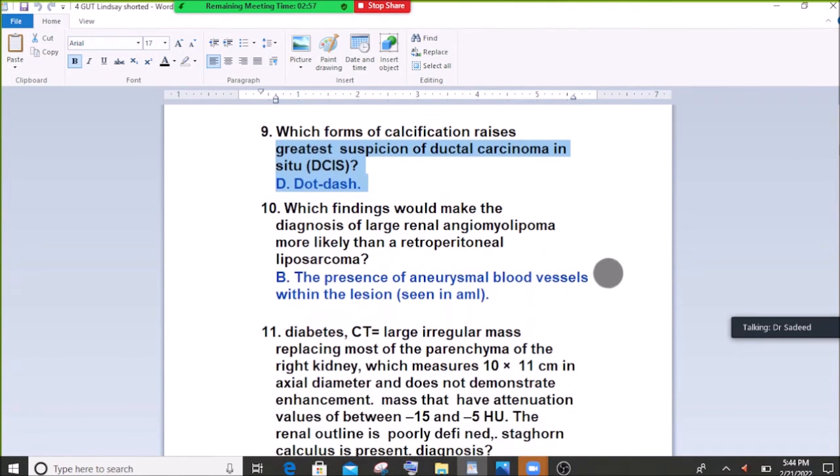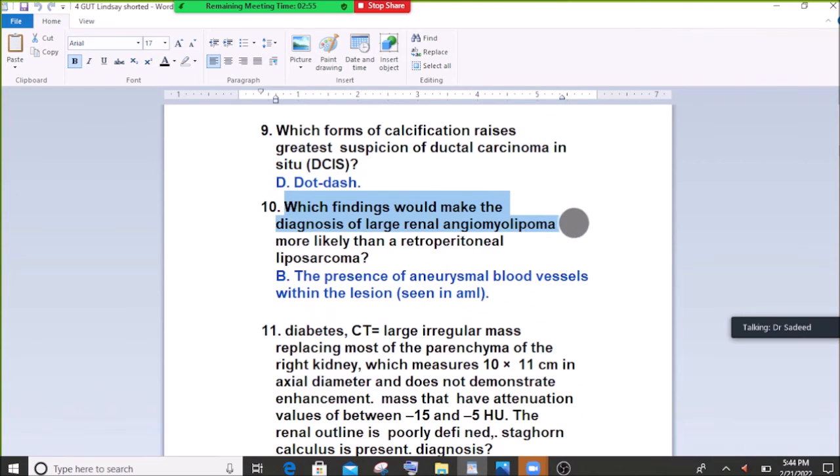Question 10. Which finding would make the diagnosis of large renal angiomyolipoma more likely than retroperitoneal liposarcoma? Dilated adrenal blood vessels with a lesion seen in angiomyolipoma.